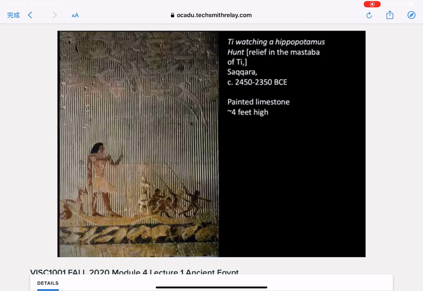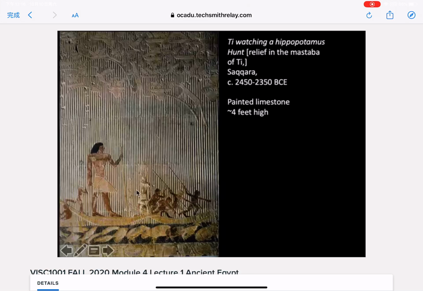T is shown here supervising a hippopotamus hunt, hence the title, T watching a hippopotamus hunt, on the Nile. And the artist has used both hieratic scale and composite view to differentiate him from the other people who accompany him on the hunt. Because he is a member of the elite, he is essentially supervising the hunt.